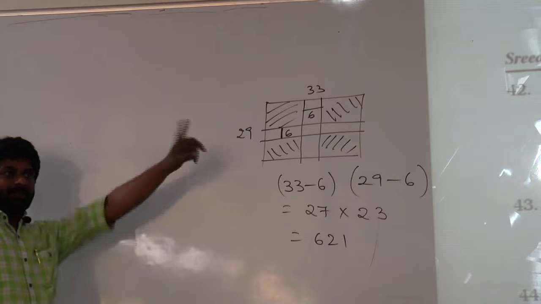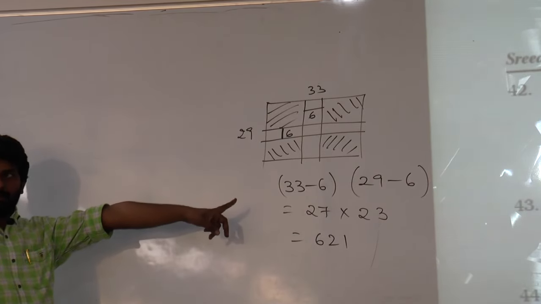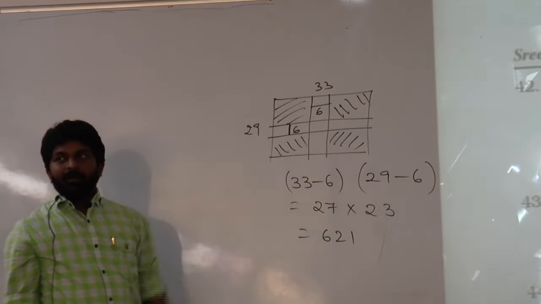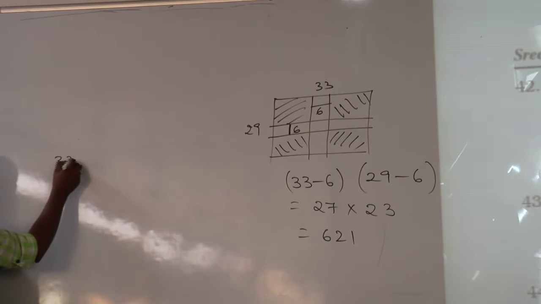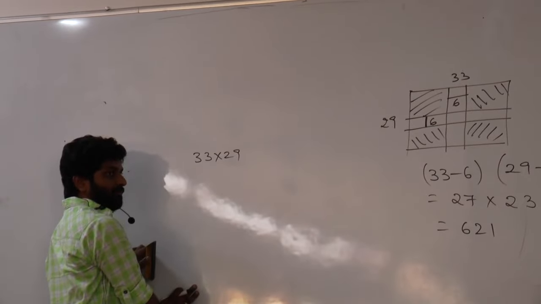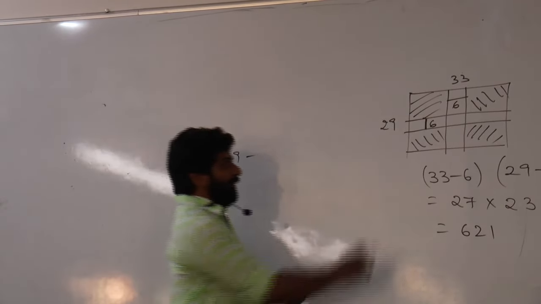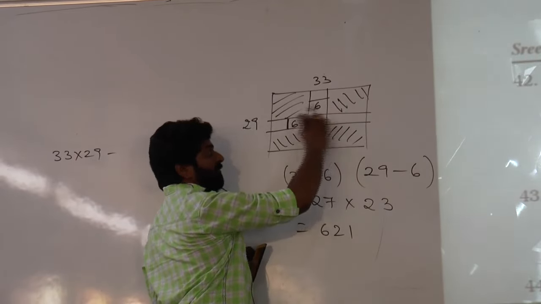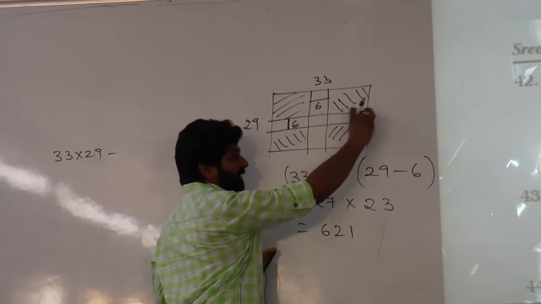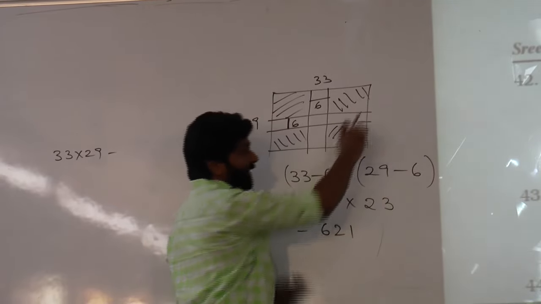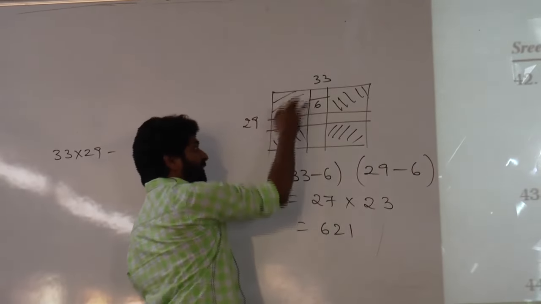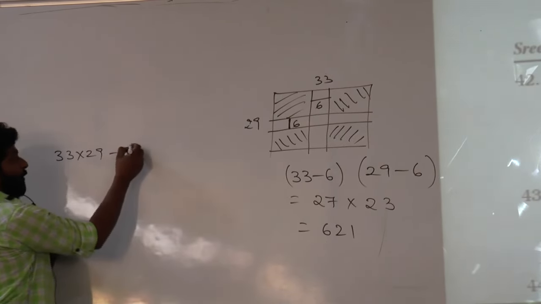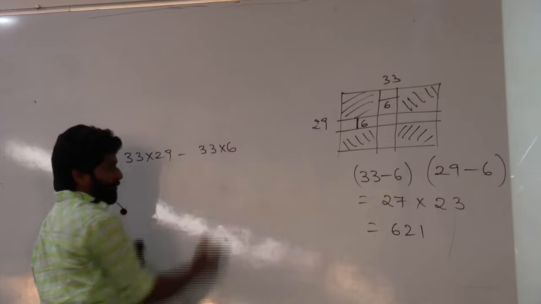If you are asked about the remaining area, it is the rectangle area minus the road area. Rectangle area will be 33 into 29 minus road area. Length of the road is? Not the width, I asked about the length. 33. One is parallel to length, right? So the length of the rectangle is 33, so the length of the road will also be 33. And width is 6. So the road area will be 33 into 6.